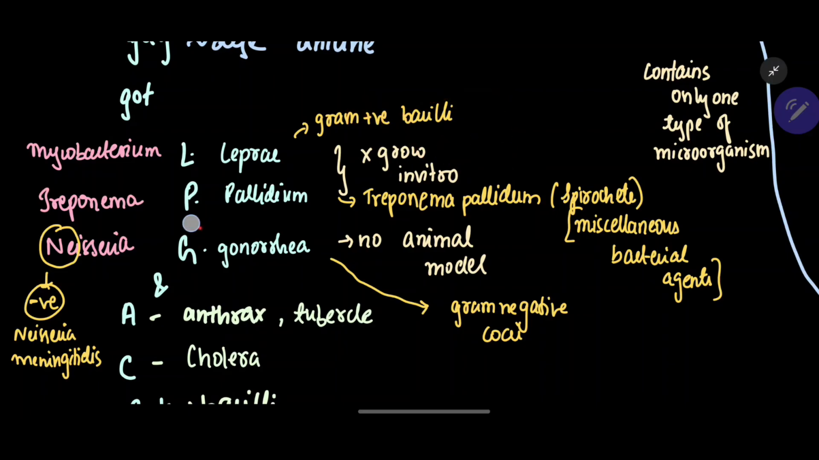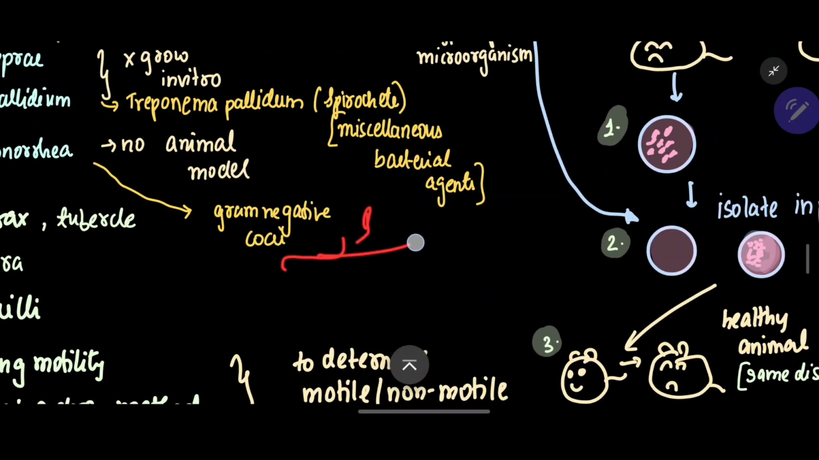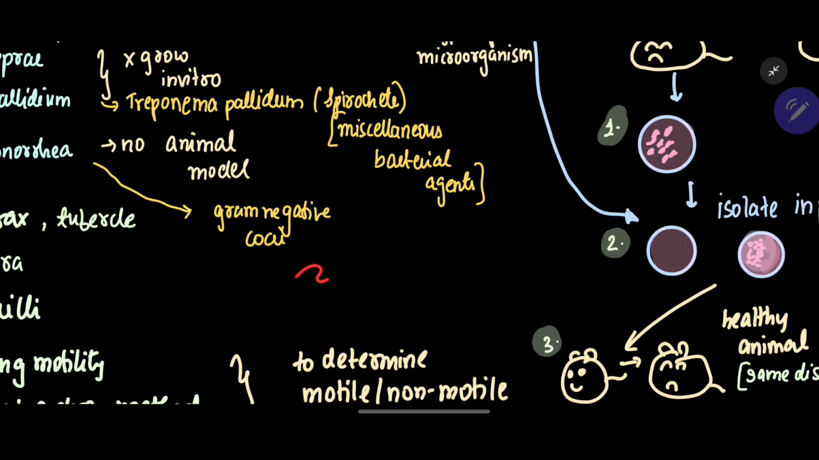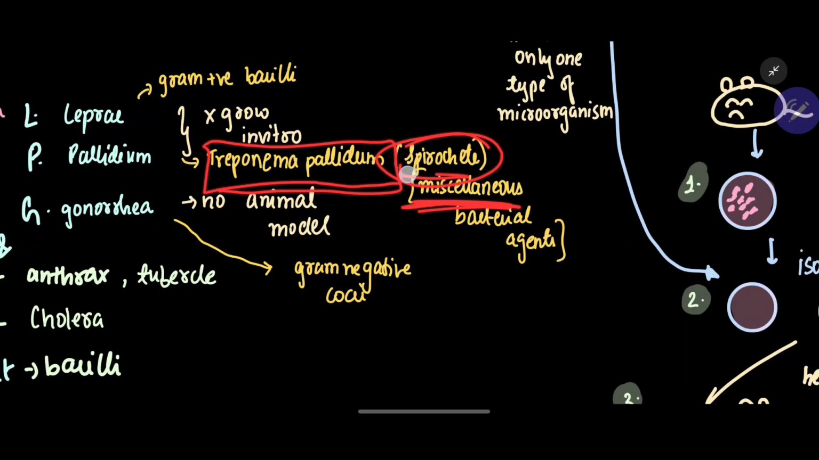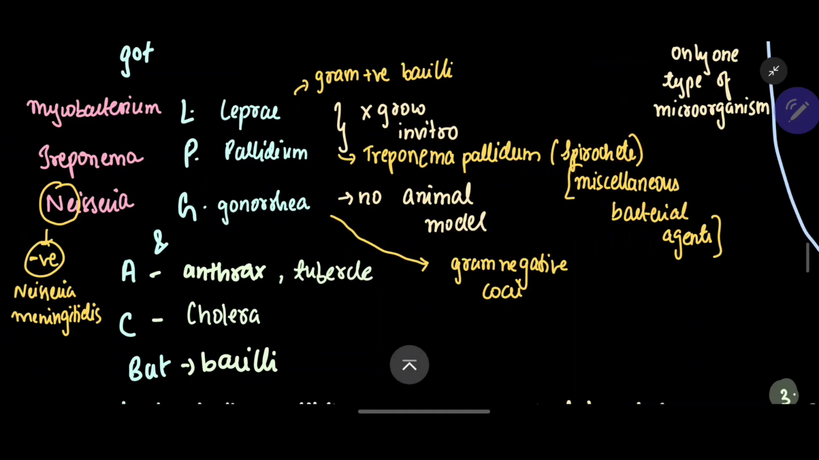Okay, moving on. Next one is Treponema pallidum. Now, I told you that bacteria can be gram positive, they can be negative. What if they don't take any of these stains? What if they take a little bit of positive? We can't really classify them, right? So, this is that kind of bacteria. It is a miscellaneous bacteria and it comes under this group called spirochetes. So, just remember that Treponema pallidum is a type of spirochete and it's a miscellaneous bacteria.